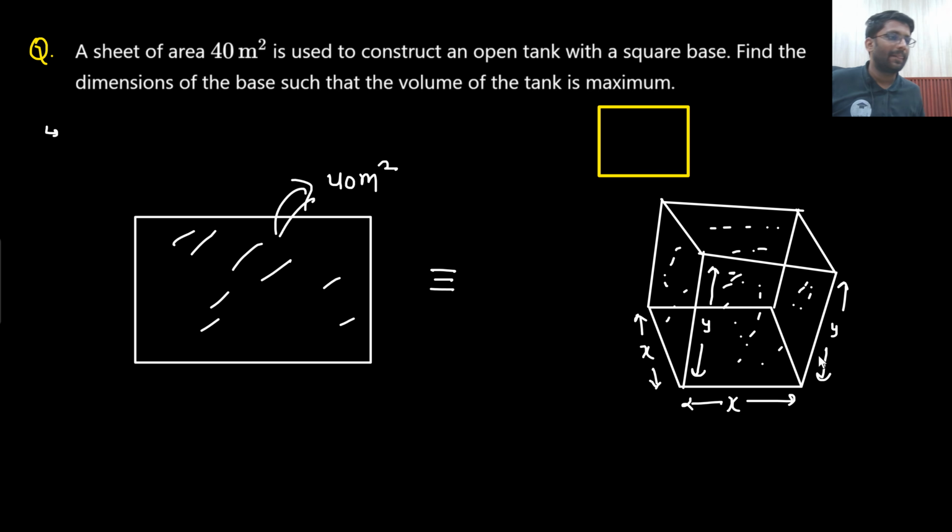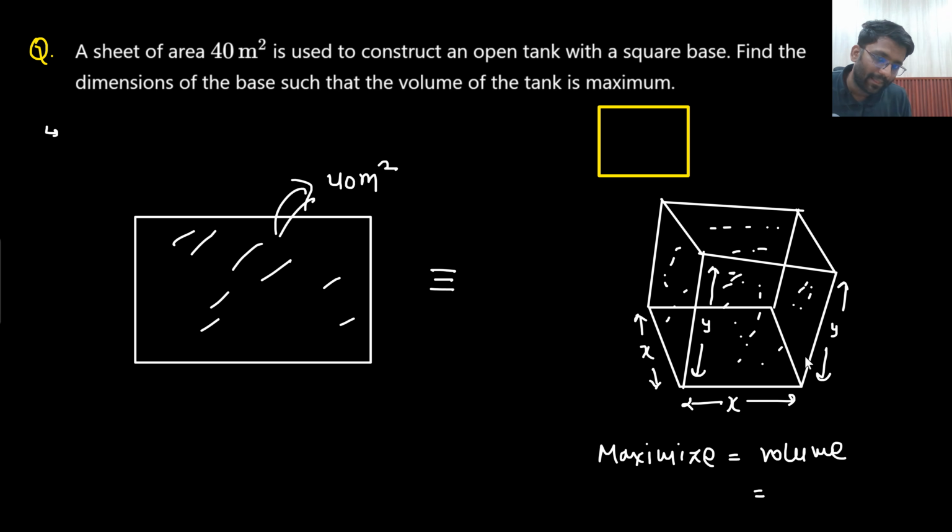Though I have something which I can show, but I don't think it is much difficult for you to understand. Just assume a box which is open from the upper side, that's it, right? And the base is square, and what we need to maximize? We need to maximize its volume. So what will be its volume?